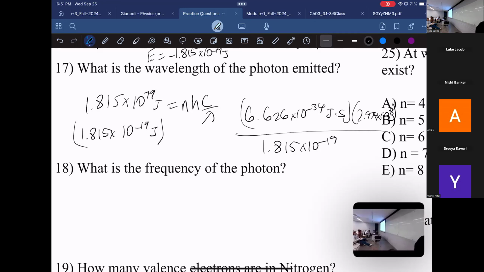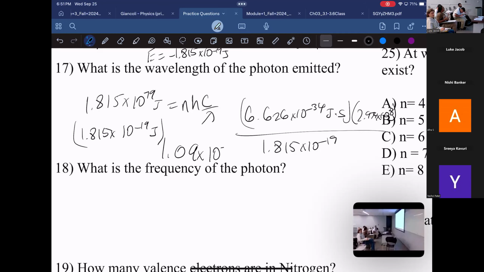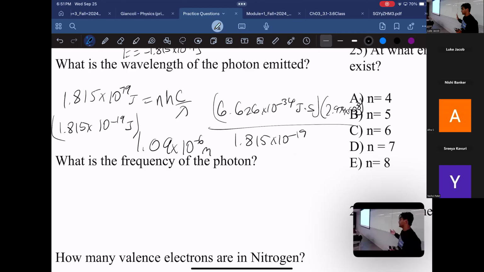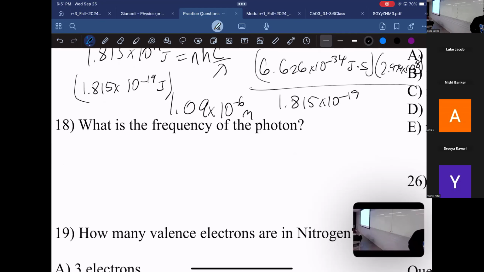All right, so 1.09. The instructor is very lenient when it comes to sig figs, so you don't need to worry about that. It's in meters. He would ask you to write it in nanometers, so that's a little trick if you guys want to do that. Frequency, very simple.